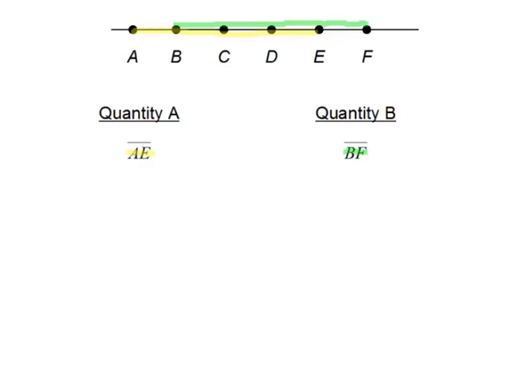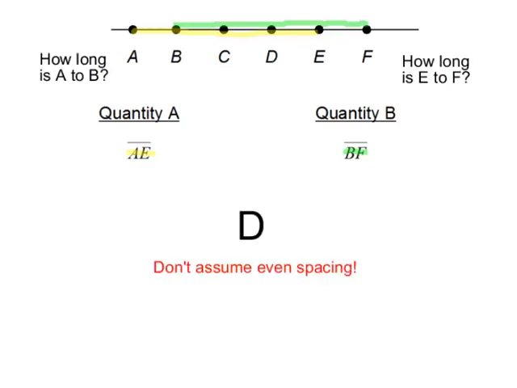The problem with that is they're not the same 4 increments. The increments from B to C, C to D, D to E are common to both, but the tail ends there, we don't know anything about how long AB is versus how long EF is. Don't assume even spacing, even if it looks like it's even spacing. The GRE would have to tell you in words or with some number labels that that's in fact the case.